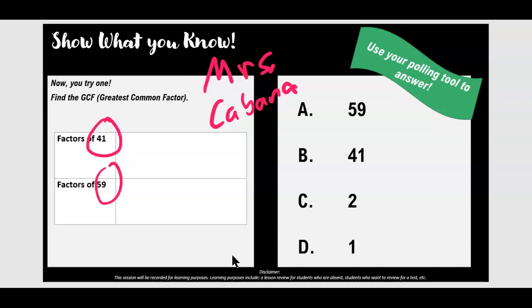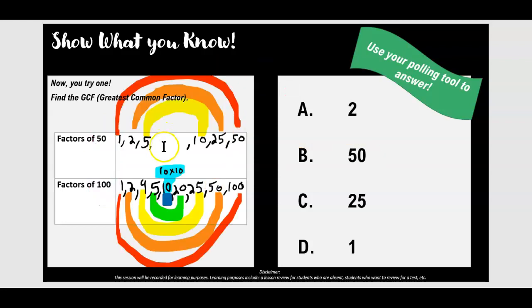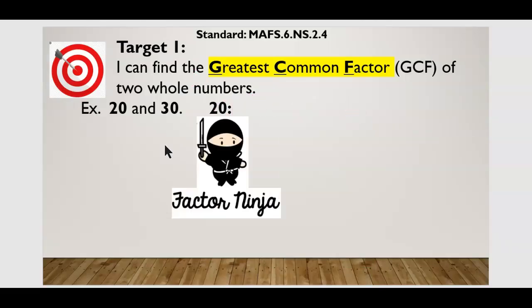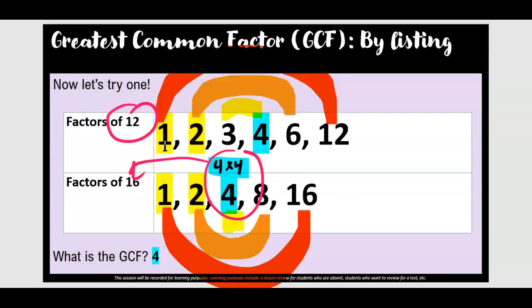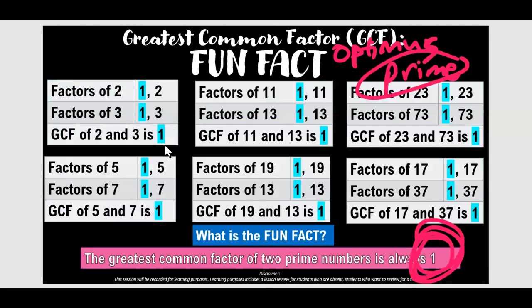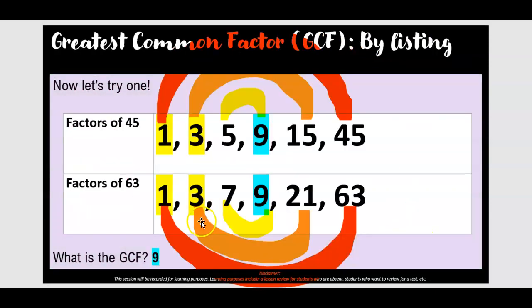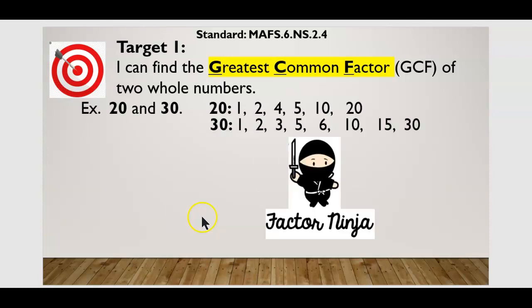Guess what? If you know a few things about primes, you know that these are both prime numbers, and you know the fun fact that we did way back yonder. We know that the greatest common factor of two prime numbers or more is always 1. And so then I realized, oh, that's where she's going with this here.